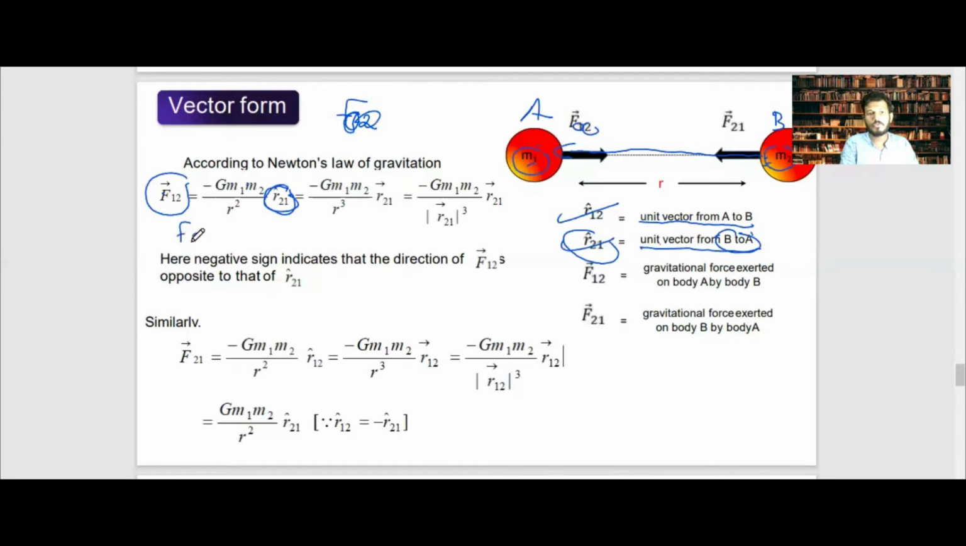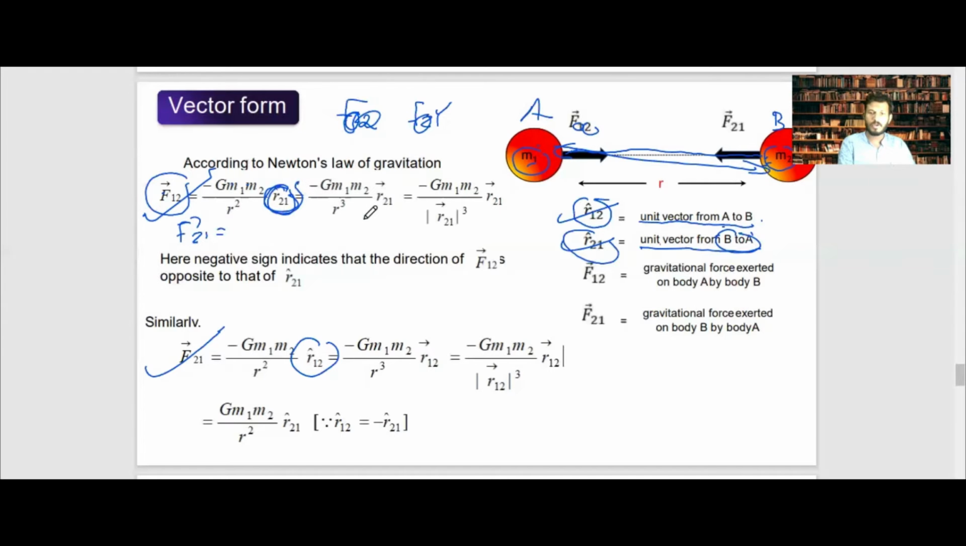Next one, F21. What do you mean by F21? F21 is force on 2 due to 1. So the unit vector is from M1 to M2, that is r12, this one. So the unit vector from A to B. So here, for calculating F21, we multiply with r12. For calculating F12, we multiply with r21.